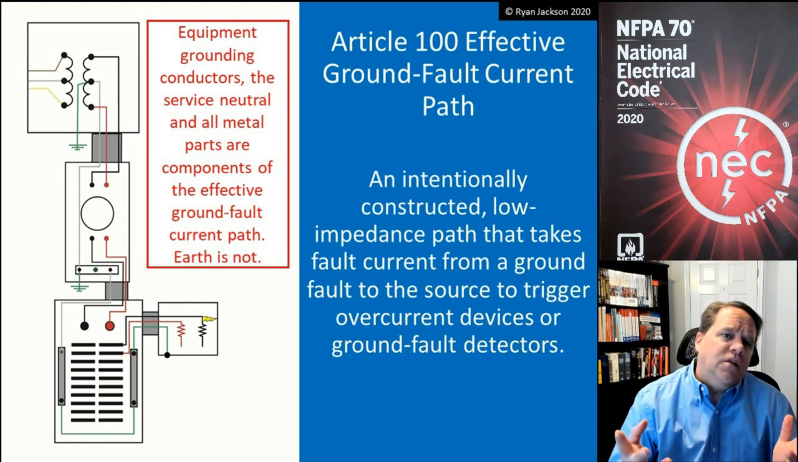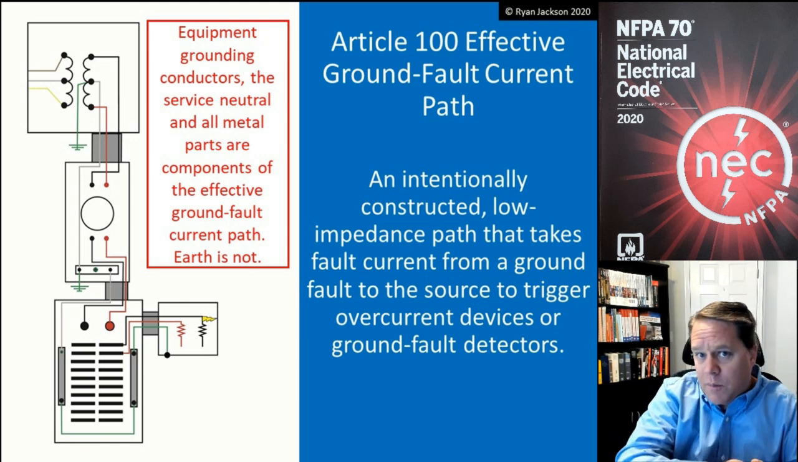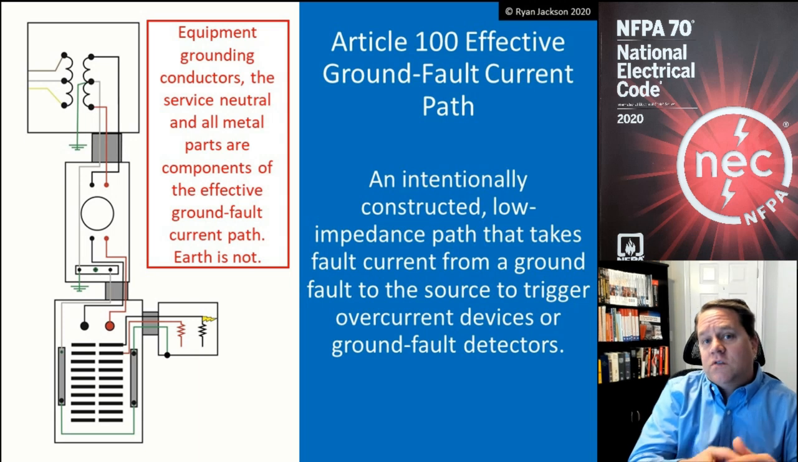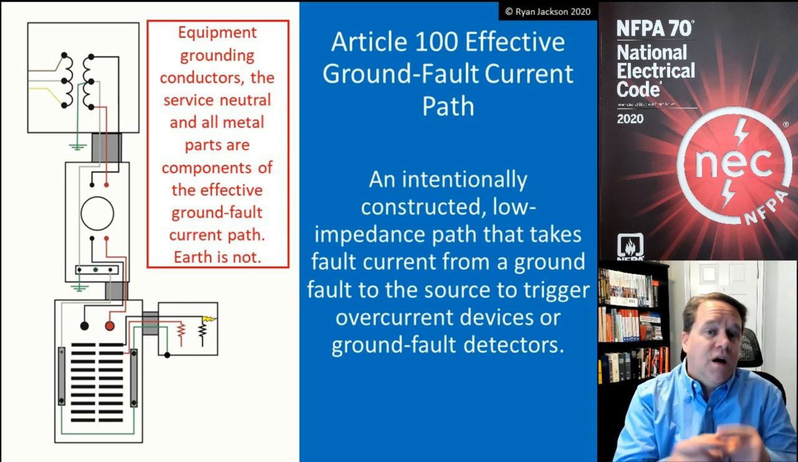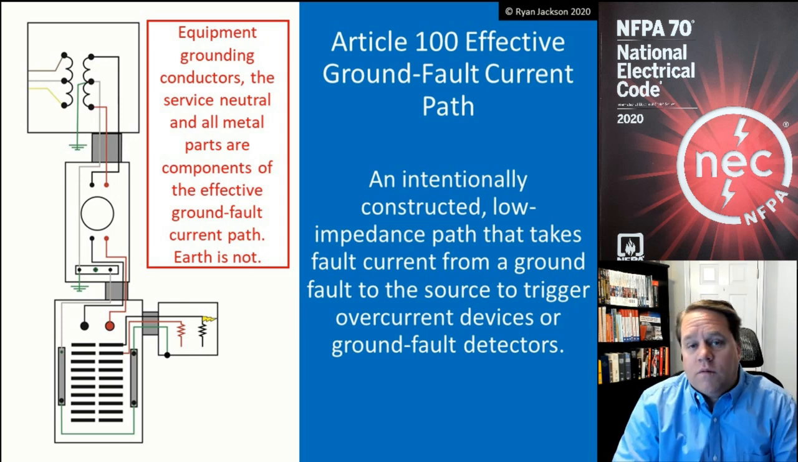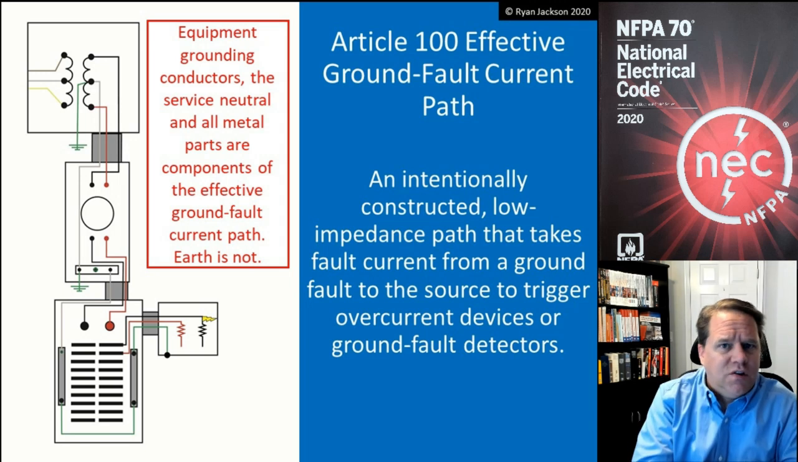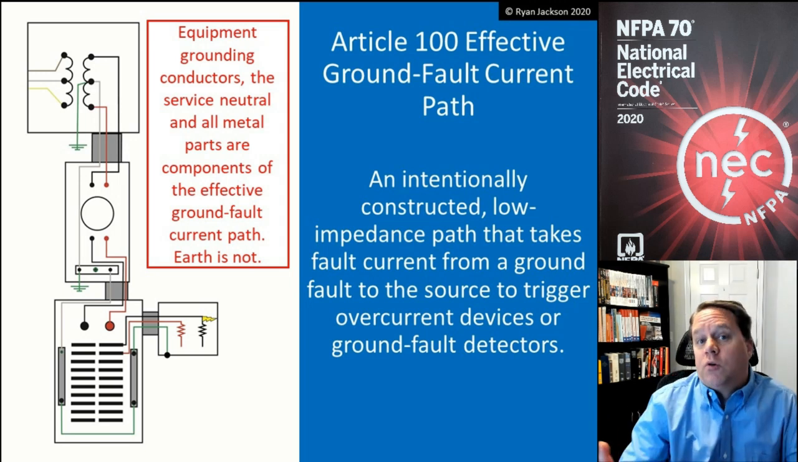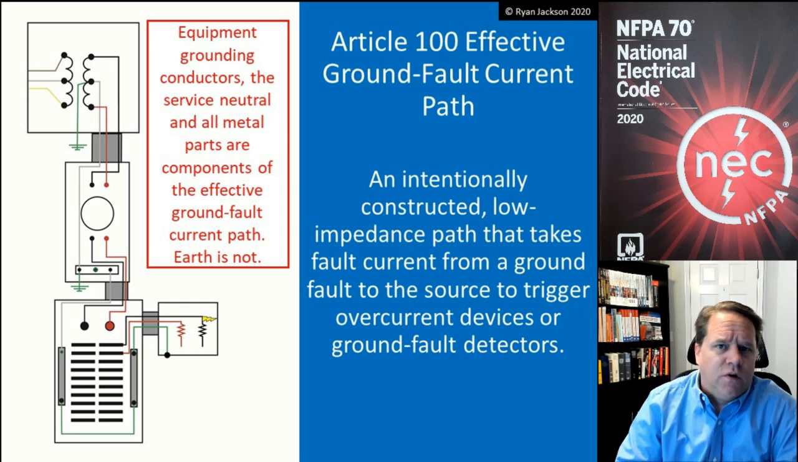It includes things like conduit couplings and set screw connectors being tightened properly. If you have loose connections and you have a ground fault, that's a high impedance path for fault current, and it might not open an overcurrent device. So screws being tightened down, terminations being made correctly, using the appropriate equipment, all of these things are components of the effective ground fault current path.